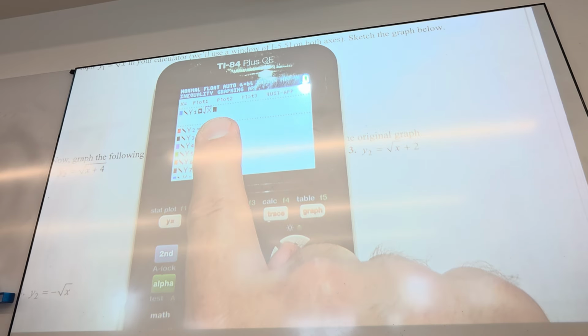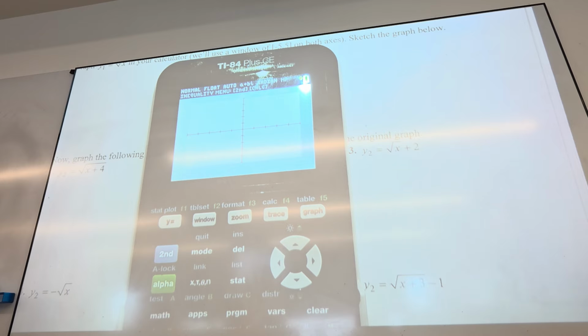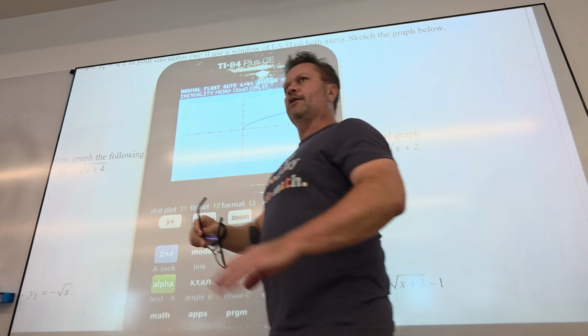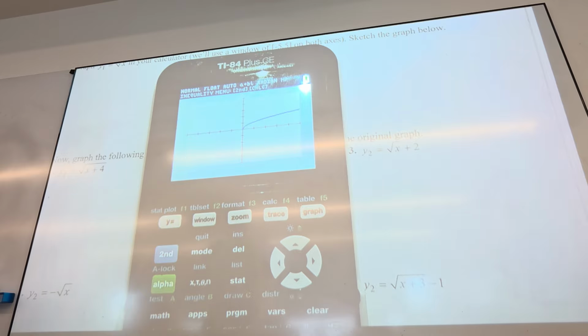So with the square root of x, hit graph, and I just want to make sure everybody's cool with this. Does everybody get this? This will help me make sure everybody's got everything set correctly. Does everybody get that picture? Okay.